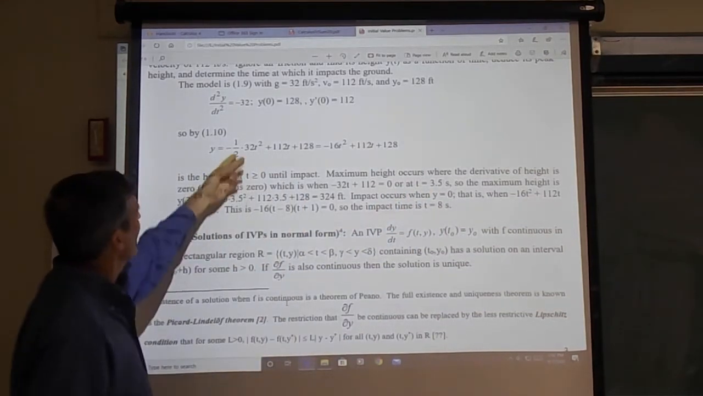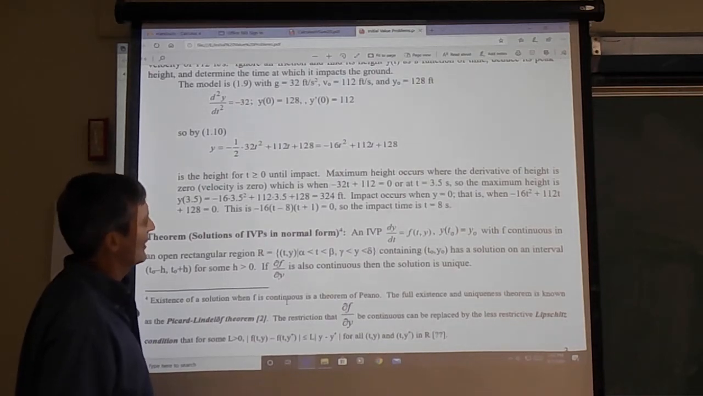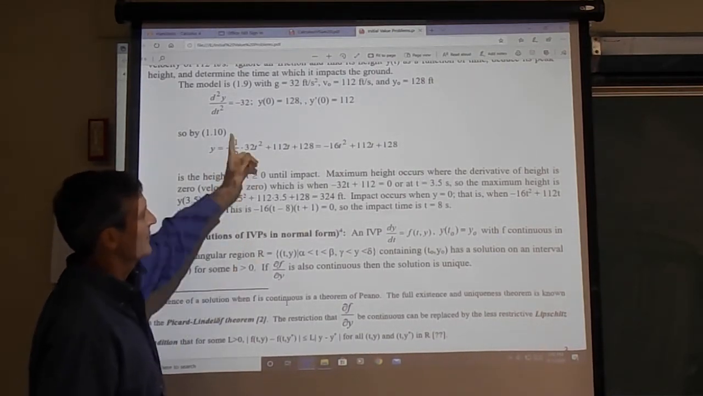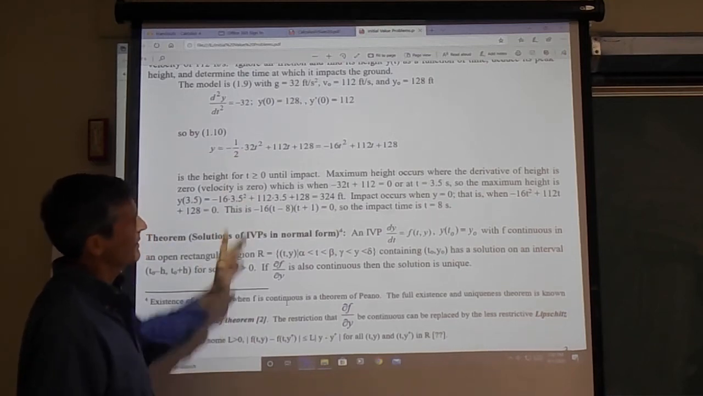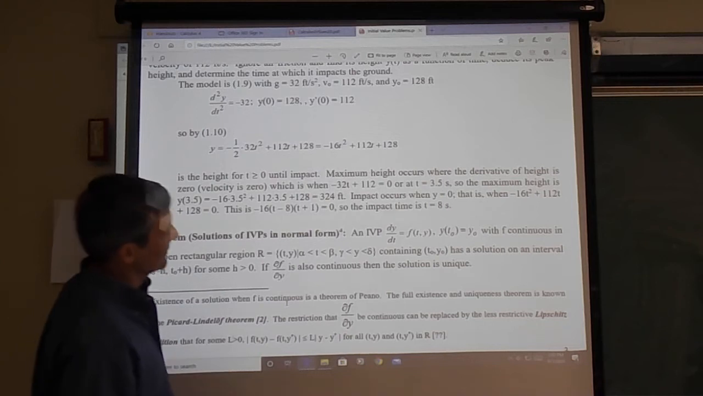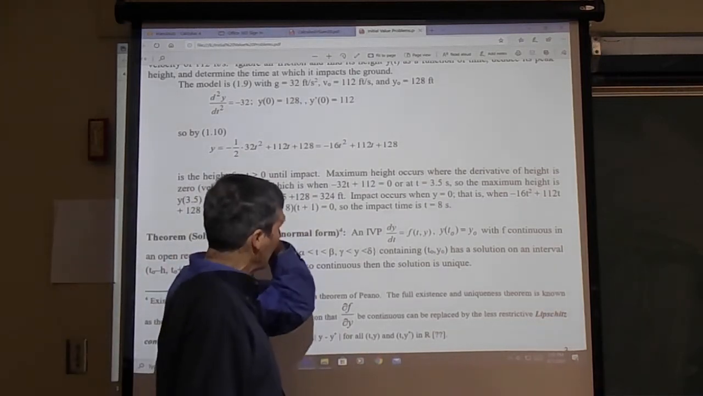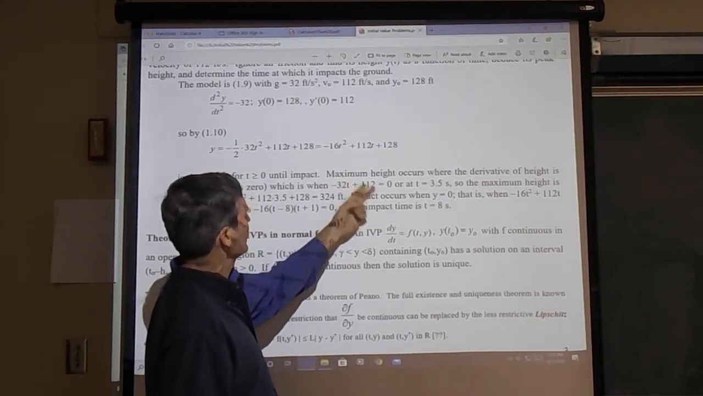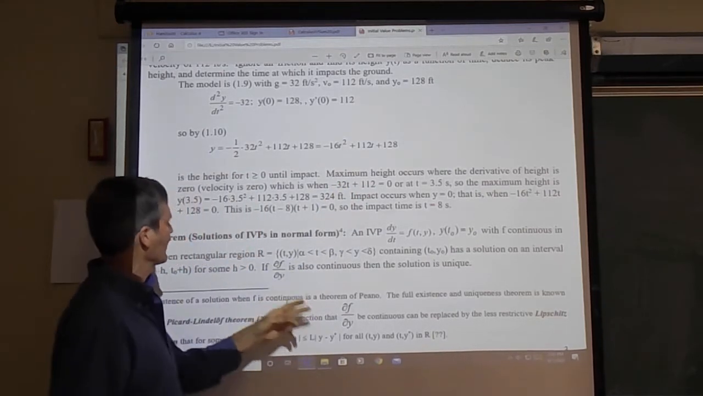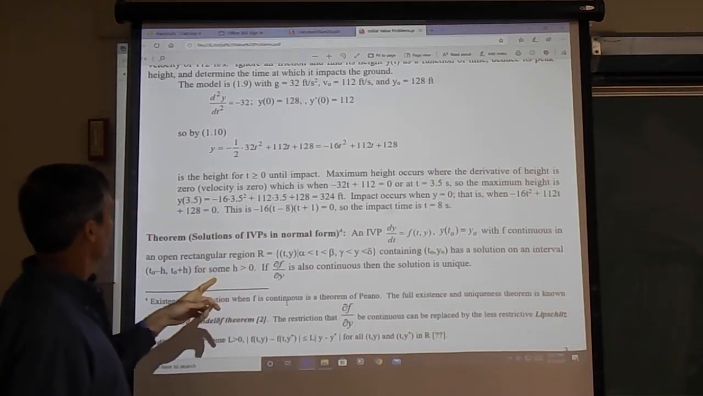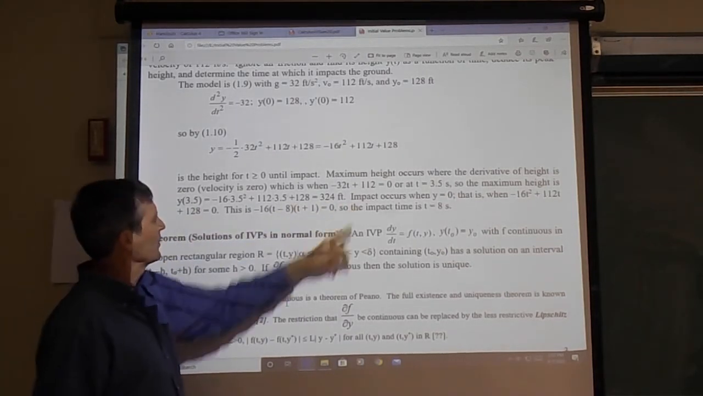Plug in 3.5 into the solution, and you get the height when the derivative is 0. But the derivative is the upward velocity, so that's the height when it instantaneously stops at its peak. And there's your solution to your physics problem, if you like. The impact is at 8 seconds, and plugging 3.5 seconds into the height function, you find that you're actually 324 feet high.